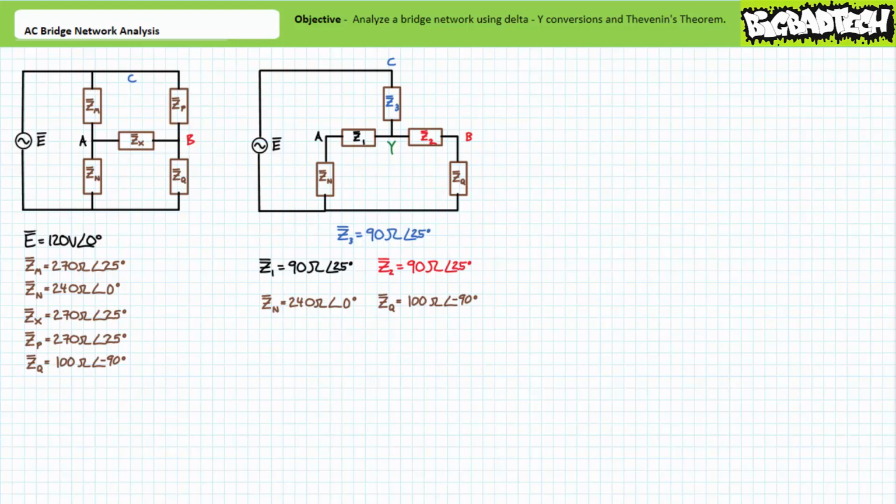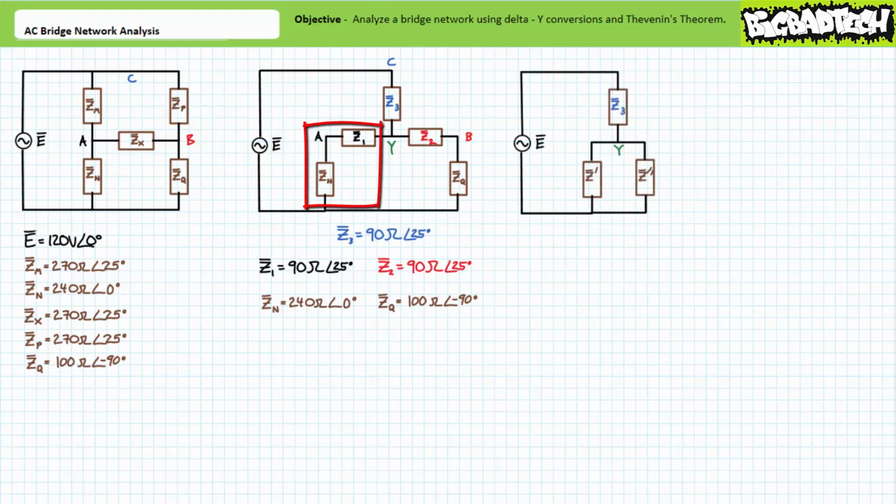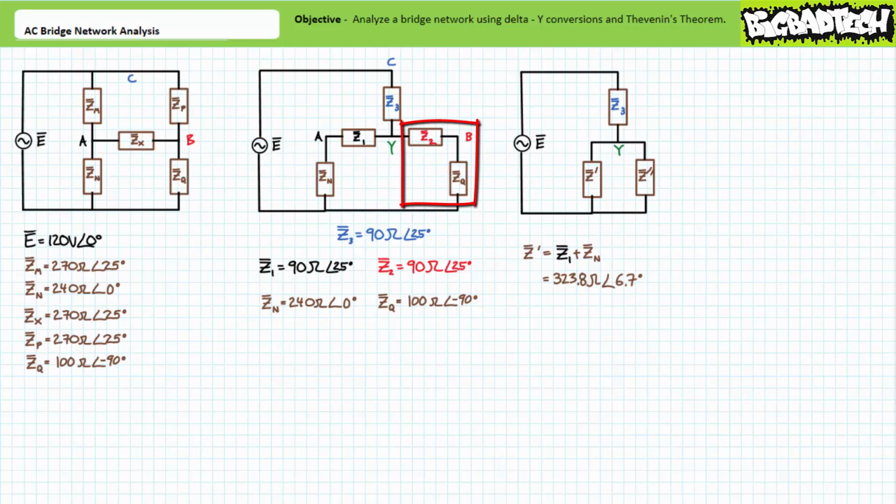In this case, VA is the voltage across impedance element N, and VB is the voltage across impedance element Q. Z1 and Zn are perfectly in series with one another, a simplification I'm calling Z single prime. Substituting in our given values, Z single prime has a value of 323.8 ohms at an angle of 6.7 degrees. Z2 and ZQ are perfectly in series with one another, a simplification I'm calling Z double prime. Substituting in our given values, Z double prime has a value of 102.4 ohms at an angle of negative 37.2 degrees.